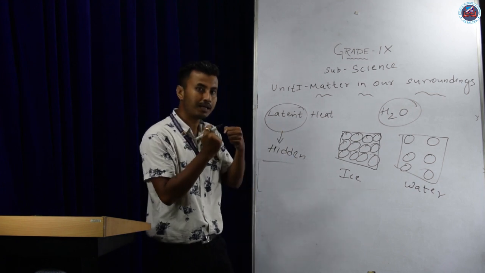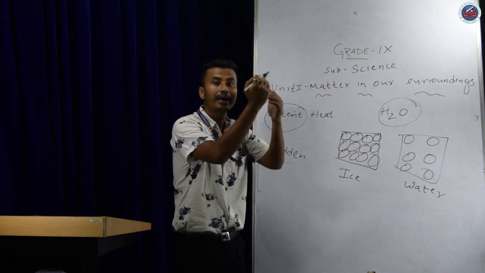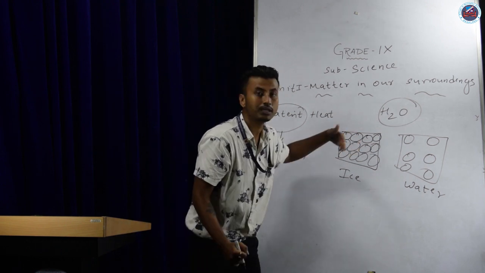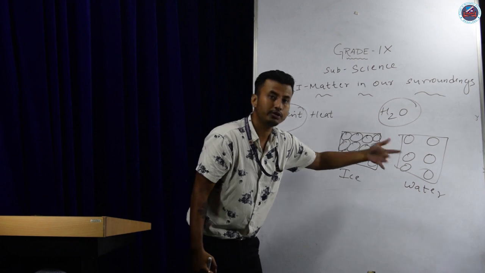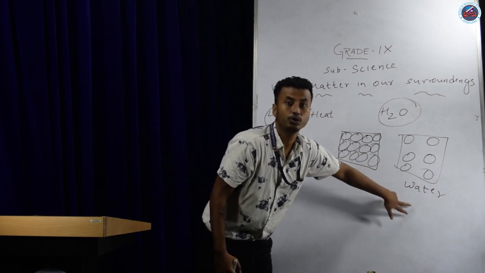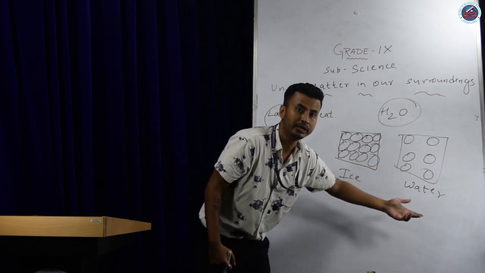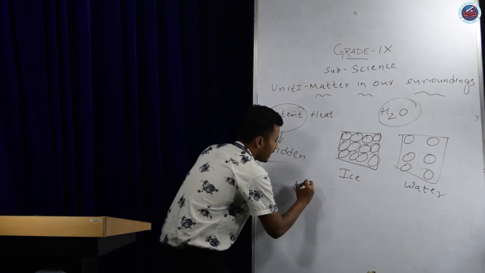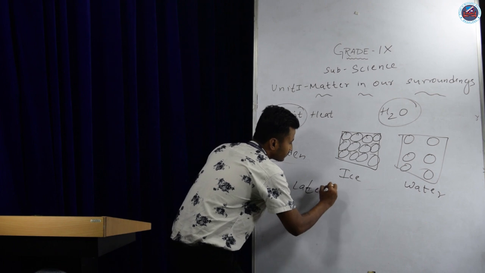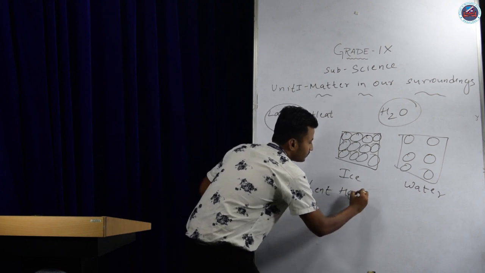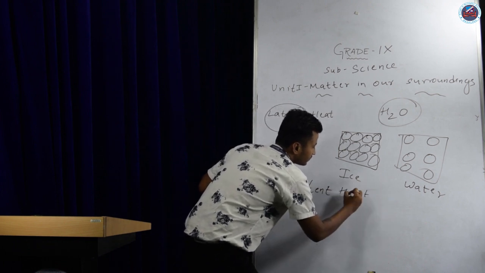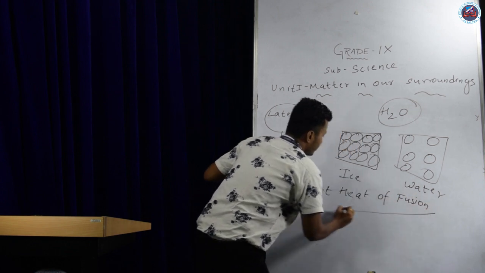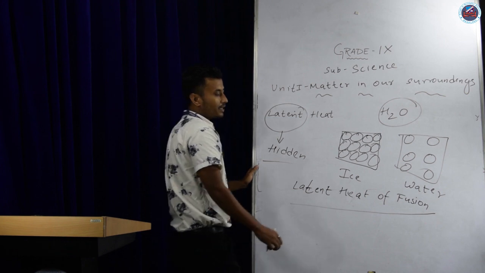So if I break the bond between particles, solid can get converted into liquid. Because if I break these bonds, particles are free to move now. If they are free to move, they can get converted into water or liquid. Understood, guys? This process is called latent heat of fusion. Latent heat of fusion.